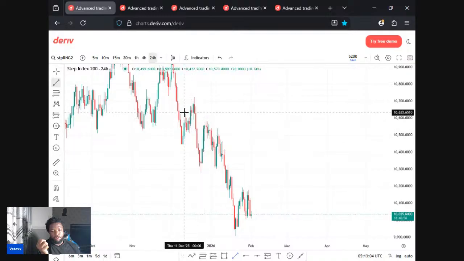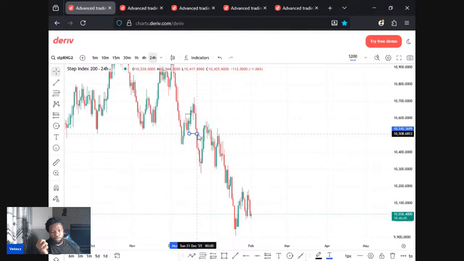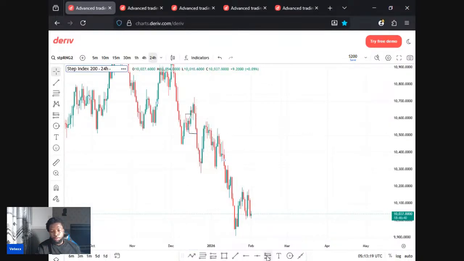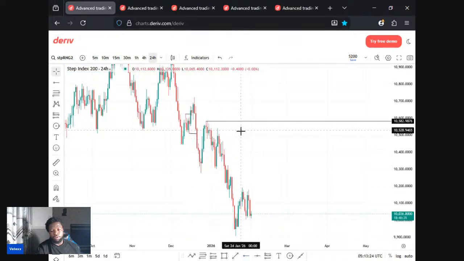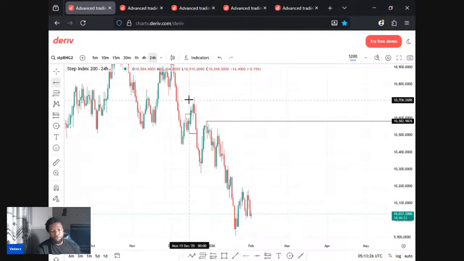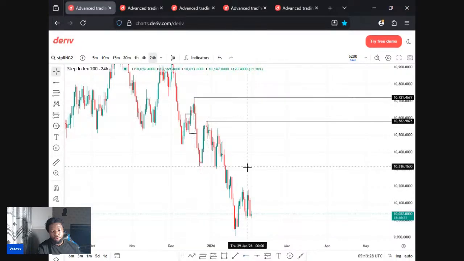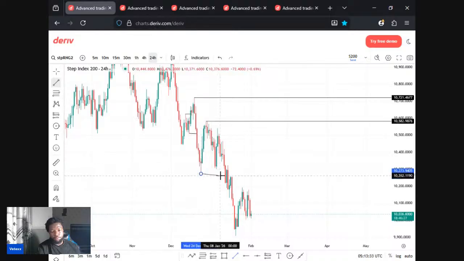We have our support liquidity, row number one. Row number two, we have what? Our protected, our first break of structure. Row number three, we have price retrace 50% to give us structural liquidity. This becomes our protected high. Row number four, price gives us our second break of structure.